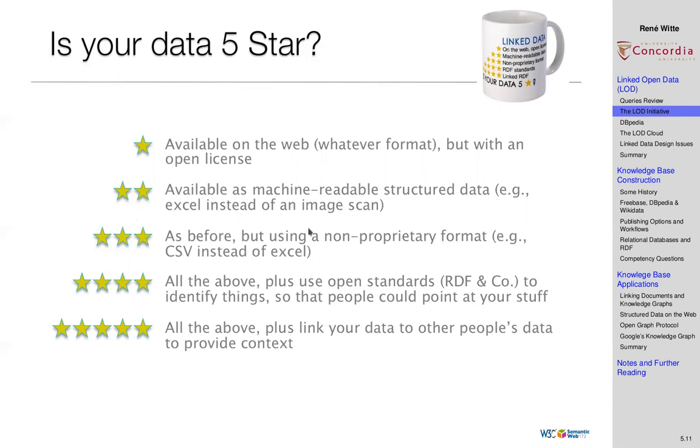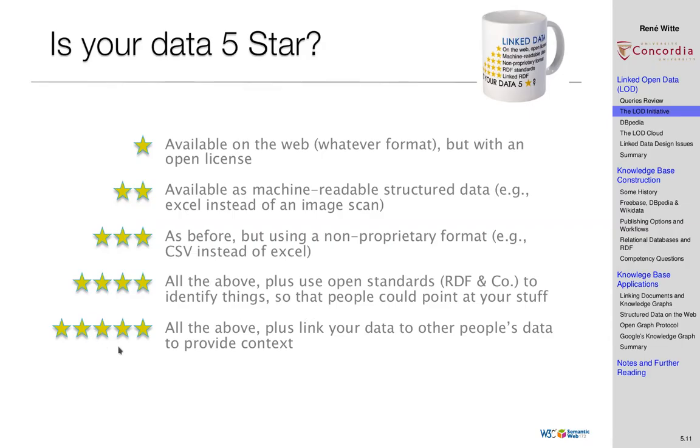You get a 3rd star if you publish your data in a non-proprietary format. So instead of using something that's application-specific, like Excel, which you need a Microsoft program to open, you use an open standard, like a comma-separated value file. You get 4 stars if you do all of the above, and additionally you use open standards, in particular RDF, RDFS, and so on, to identify information. So at this point, you have these URIs that can be used by others to pinpoint a specific piece of information.